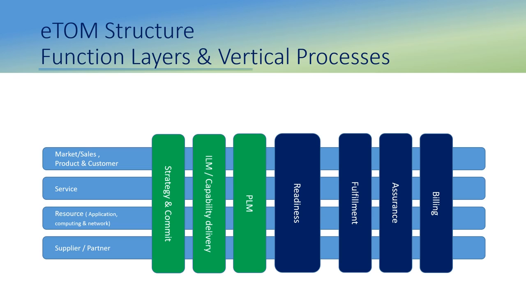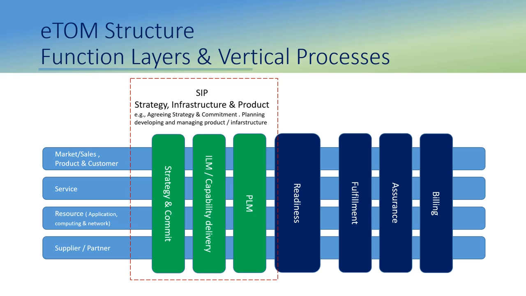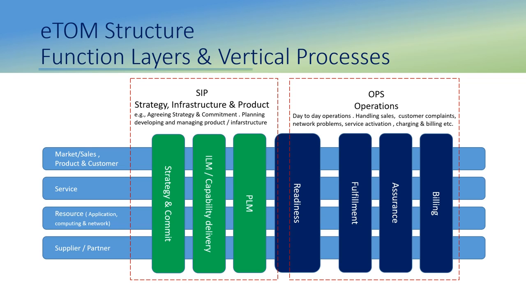So we have the two main groupings, and they are traditionally called SIP, which is strategy, infrastructure, and product. That's really the long-term planning and so forth, which translates to the capital investments and expenditure. And then we have day-to-day operations, handling sales, handling customer complaints, service activations, charging, billing, etc. So kind of operational expenditure.